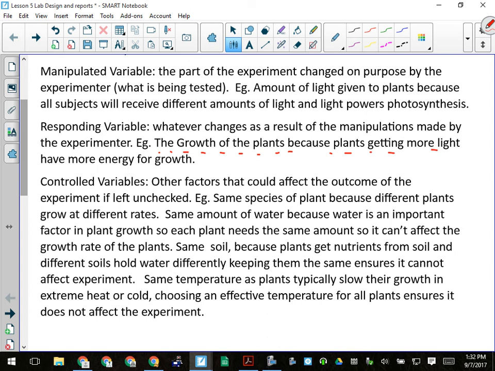All right, other things, I'm listing 4 here. I only expect you to list 3. Same temperature. I don't want to have one plant that's in freezing temperatures and one plant that's in a tropical environment and things like that because, again, it's not a fair experiment. Plants typically slow their growth in extreme heat or cold. Choosing an effective temperature for all plants ensures it cannot affect the experiment. So as I said before, identify the controlled variable, tell me how you're controlling it and how it would affect the experiment. That's what's expected for each of those.